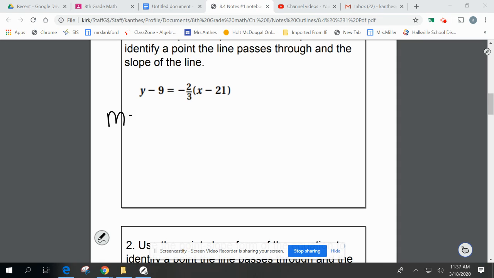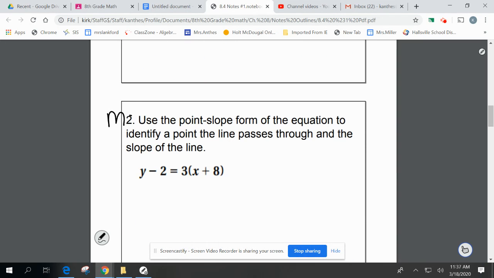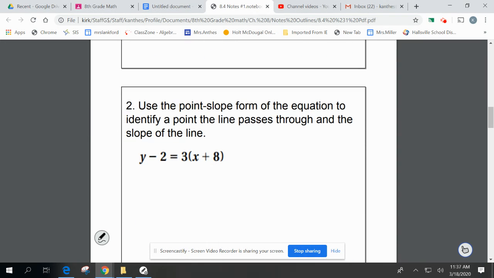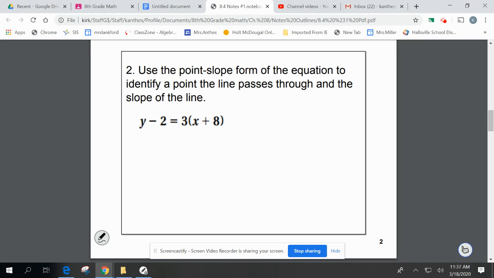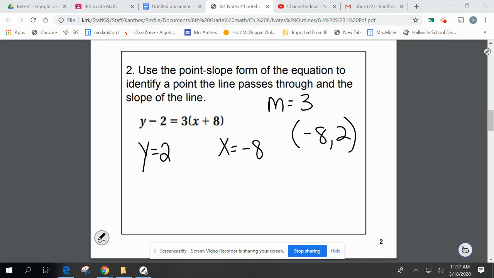Looking at number 2, we're going to do the same thing. So we are going to identify m and identify the coordinate. So m is the number in front of the parentheses, so 3. In order to identify the coordinate, you take the opposite of what's beside the y. So y minus 2, the opposite would be positive 2. And then x plus 8, the opposite would be negative 8. So my point would be negative 8, 2.